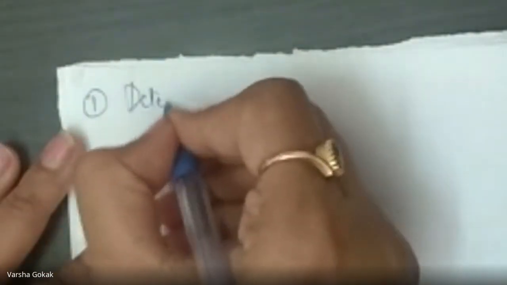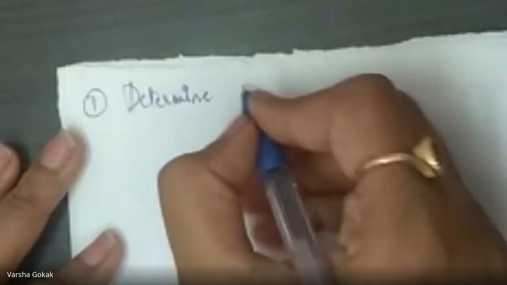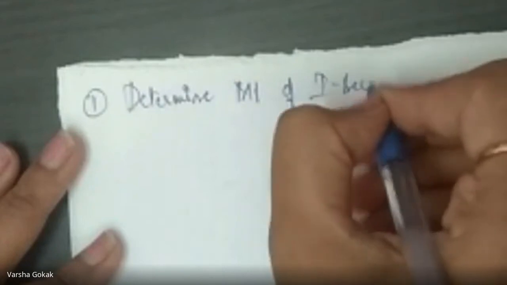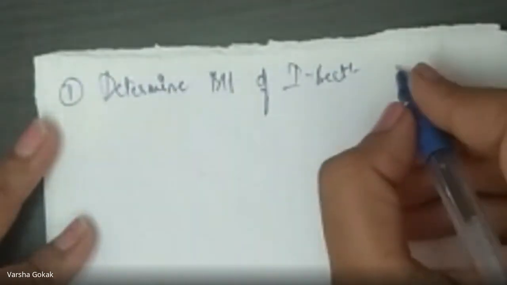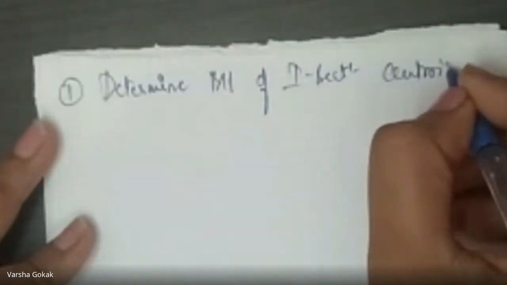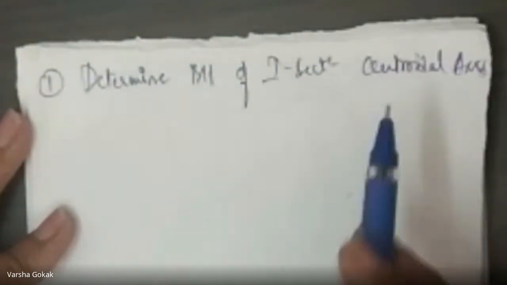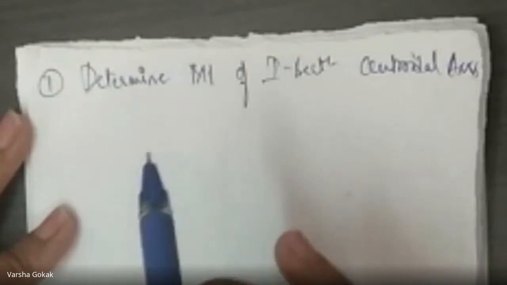So first one, determine, sit with the calculators please. Determine the moment of inertia of the I section shown in figure about the centroidal axis. I want to find the MI about the centroidal axis of that particular figure. Clear? So the diagram goes like this.